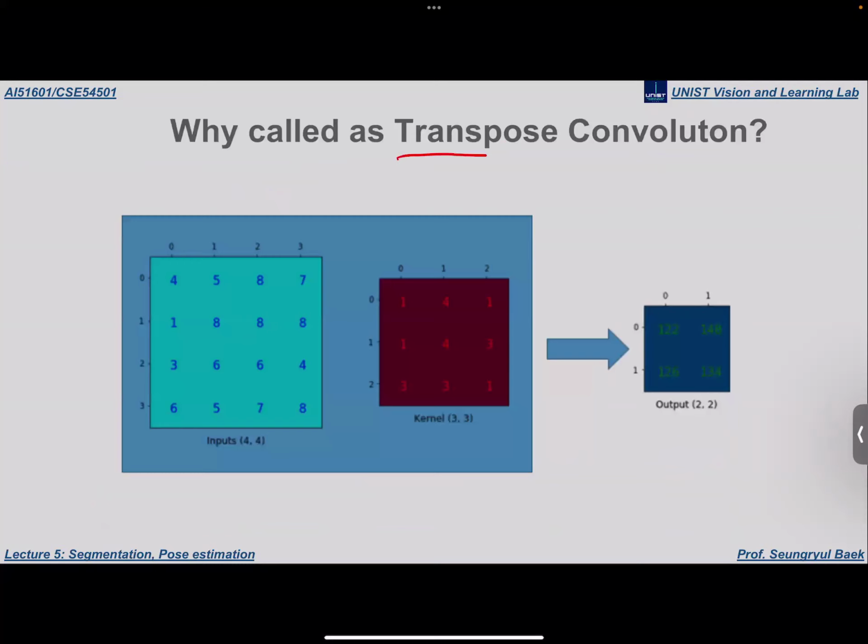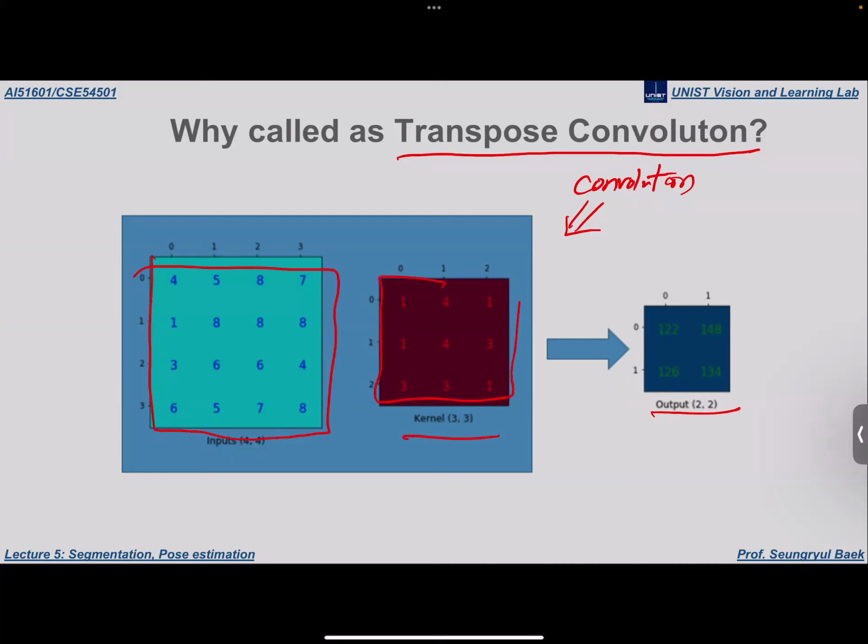But maybe you are curious about why this operation is called transposed convolution. This is the convolution operation again. Let's say this is the input image whose size is 4x4, and this is the filter kernel whose size is 3x3. And then this would be the output map.